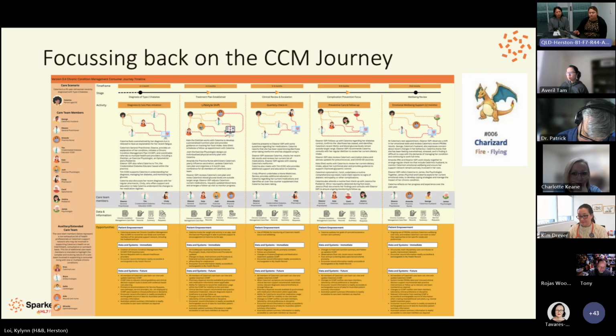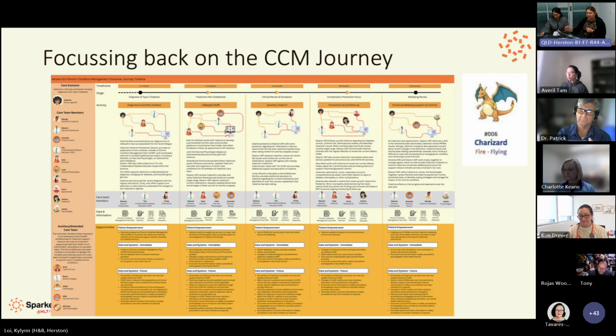Looking at the centre of the journey, what we have across the top is a time frame. Again, just trying to indicate this is a 12-month snapshot we've taken of our patient's experience of chronic condition management post their diagnosis.